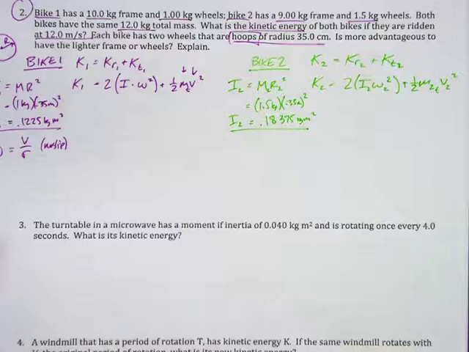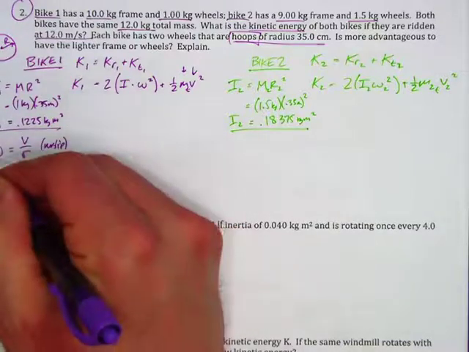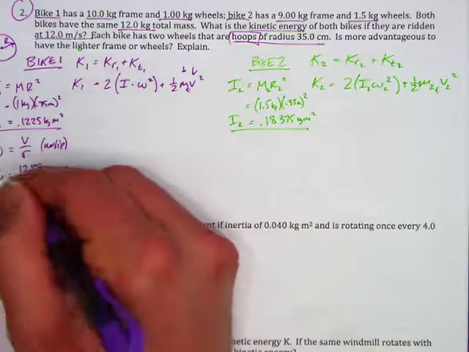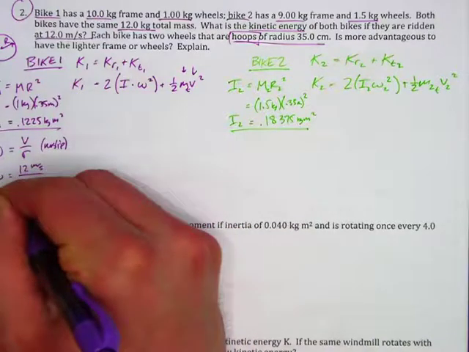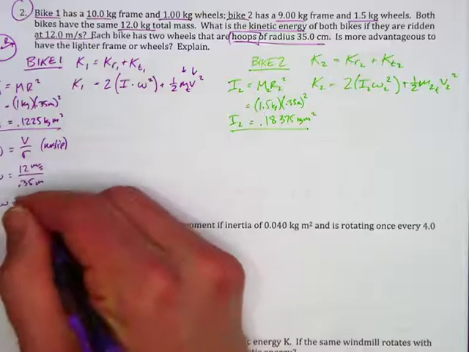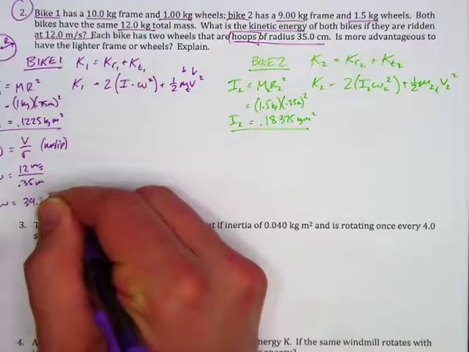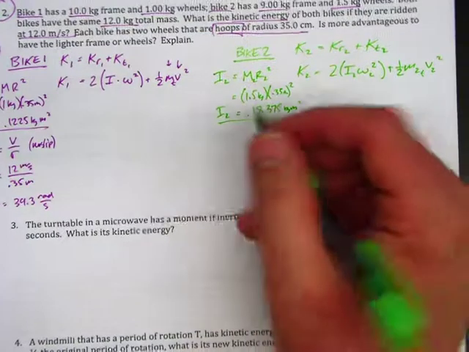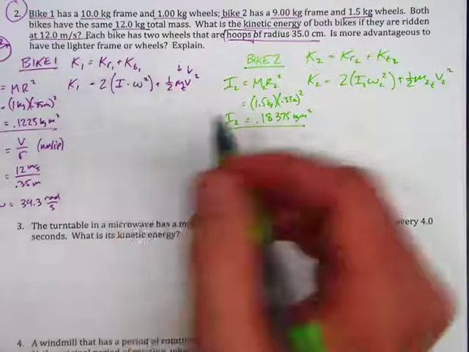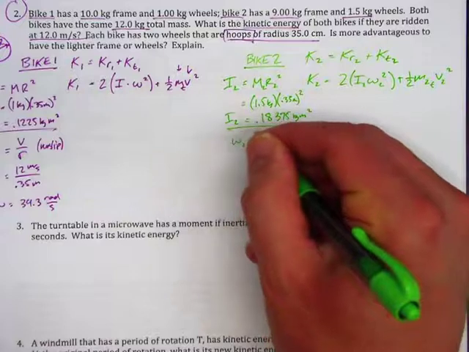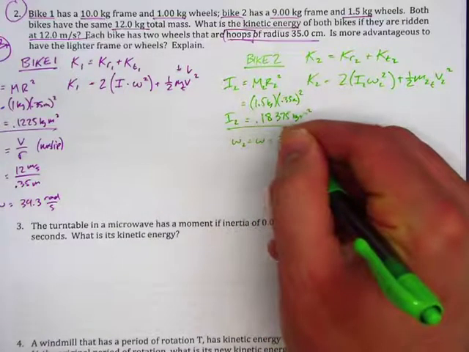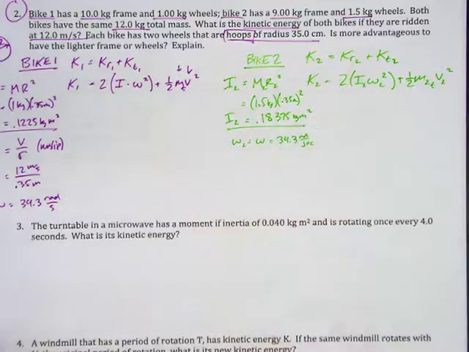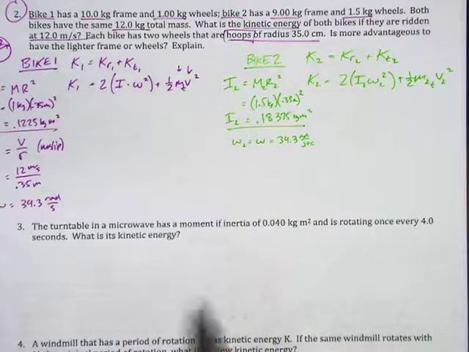So if we calculate out our omega here, omega will be the v of the center of mass, 12 meters per second, divided by the radius, 0.35 meters. So my omega will be 34.3 radians per second. And if we think about what's going on over here, I have the same speed for each, the same radius for each, so the omega 2 will be the same as omega 1, which will also be 34.3 radians per second. Okay, so now I have everything I need to substitute and solve.